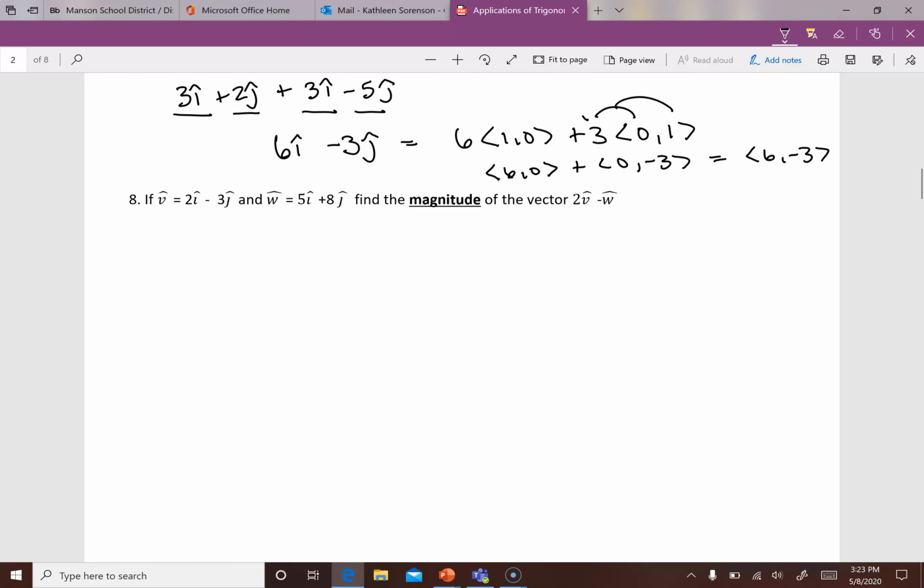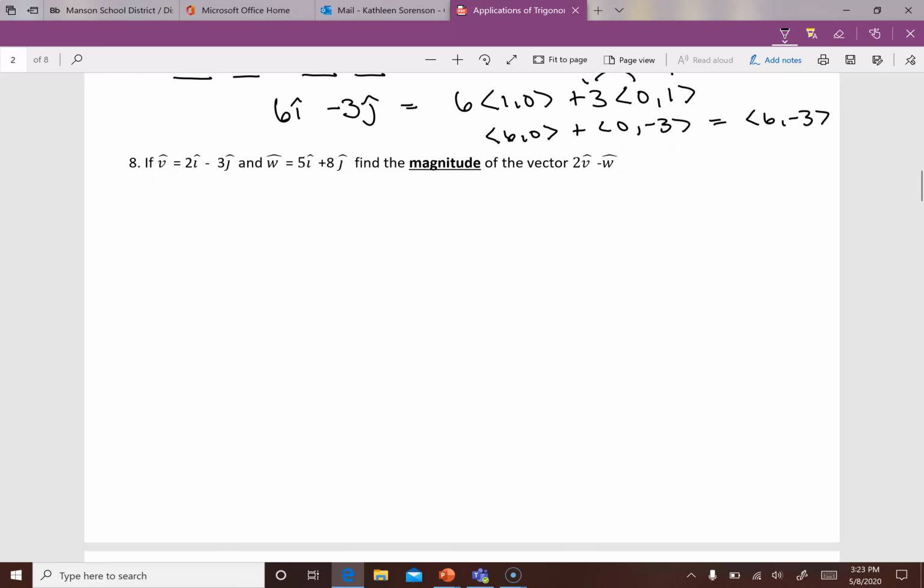All right, next one here, we have to find the magnitude of 2v minus w. So first thing I do is I actually do 2v. Well, 2v is going to be double everything of this here. So that's going to be a 4i minus a 6j. And since it's just minus w, I don't have to worry about that too much. So my 2v is going to be this. So that's going to be 4i minus 6j.